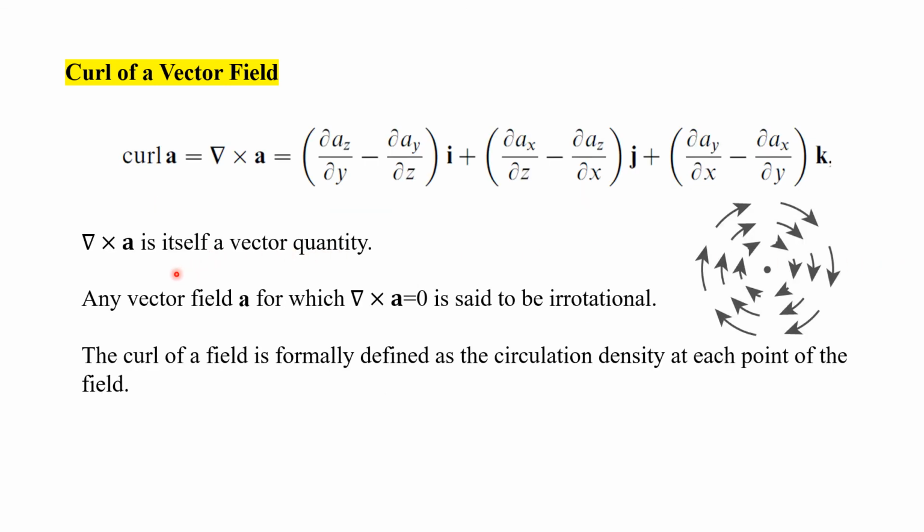Here, del cross A is itself a vector quantity, and any vector field A for which del cross A is equal to 0 is called irrotational. The curl of a vector field is formally defined as the circulation density at each point of the field. We're going to talk more about the geometric definition of the curl and its physical meaning in the next lesson.